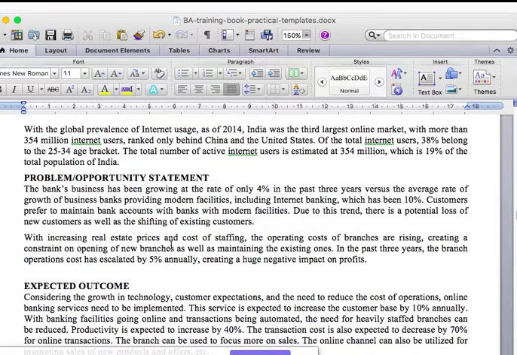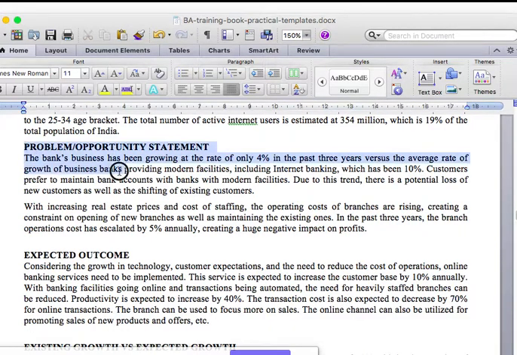Now the problem and opportunity statement is mentioned here. This part you need to cover in the business need document. That is, the bank's business has been growing at the rate of only 4% in the past 3 years, versus the average growth of 10% for banks providing modern facilities including internet banking. So this is based on your market analysis or market research. You are doing the competitors study, and based on that you are saying what we are achieving and what the competitors are doing, and this is one of the major factors why the growth is there. Based on that, this problem statement.